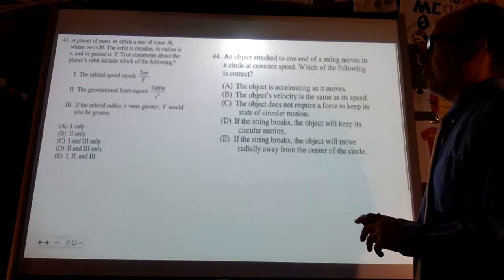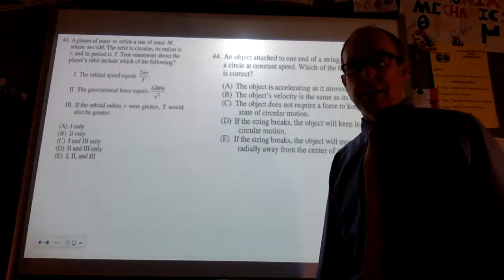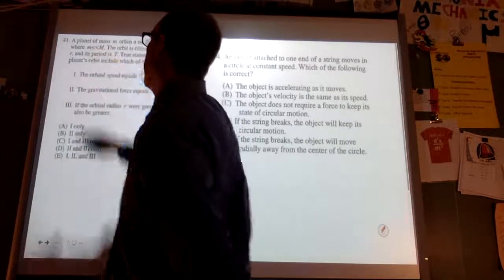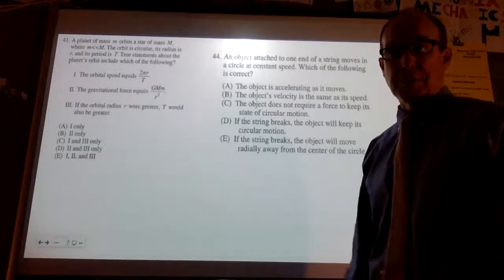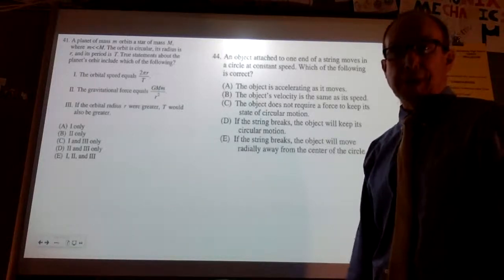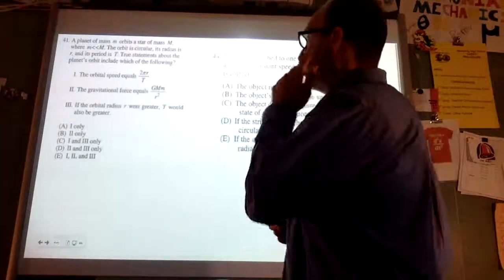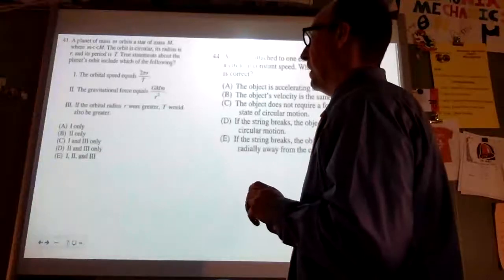Planet m of mass m orbits a star of big M, and you can see where introducing ellipses and center of masses are making sense here, because we're saying that m is much smaller than big M. So that means that we can say that r is just going to be the distance between their centers, or the center of mass can be considered to be at the center of the large M. True statements about the planet's orbit include which of the following?